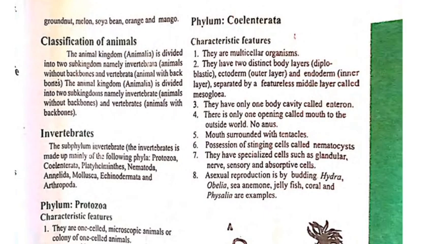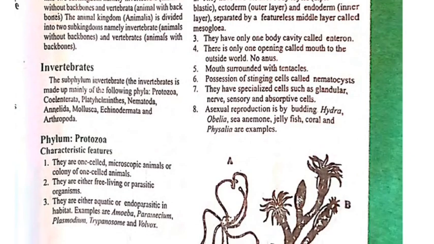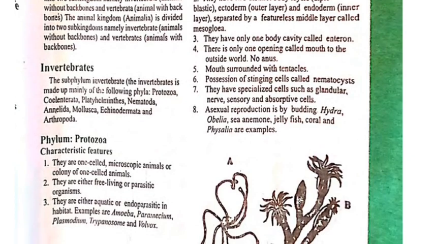For the classification of animals, we have the kingdom Animalia, divided into 2 subkingdoms, namely Invertebrata and Vertebrata. Invertebrata are animals without backbones, and Vertebrata are animals with backbones. Now, the subkingdom Invertebrata is made up of the following phyla. We have Protozoa, Coelenterata, Platyhelminthes, Nematoda, Annelida, Mollusca, Echinodermata, and Arthropoda. Wow.